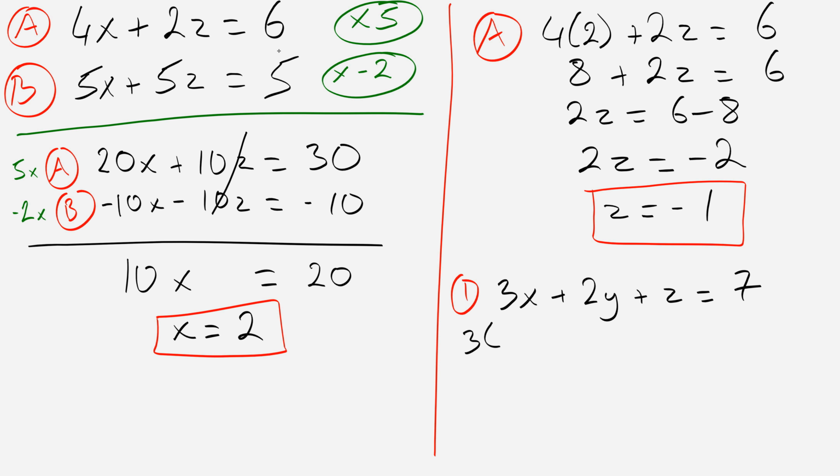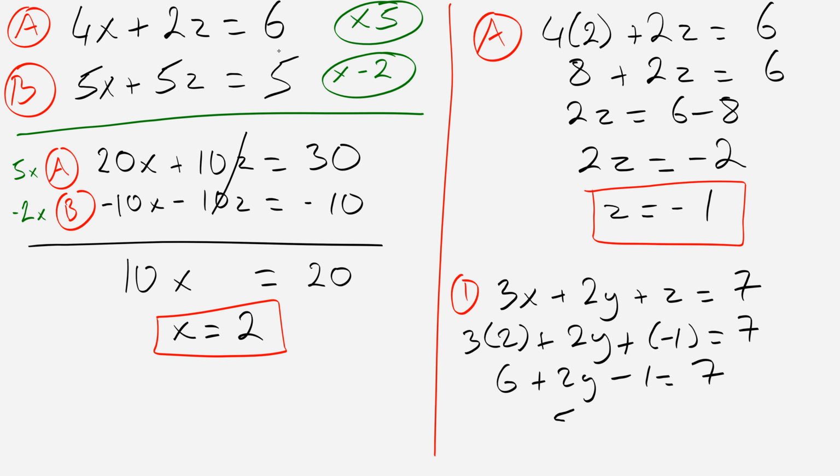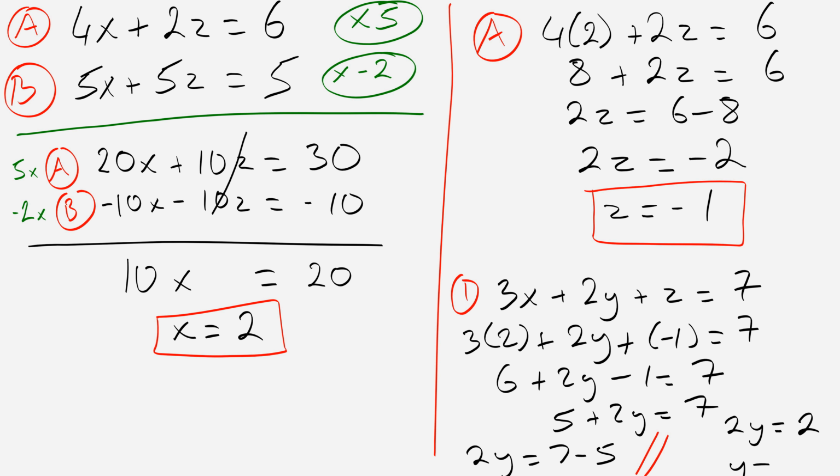So 3 times 2 plus 2y plus minus 1 is equal to 7. So 6 plus 2y minus 1 is 7. 5 plus 2y is 7. 2y is 7 minus 5, so therefore 2y is 2. Y is equal to 1. So there is my third solution.